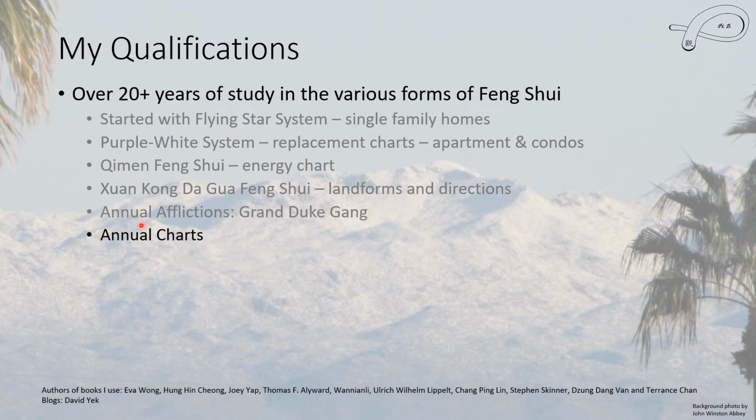So I'm going to talk a bit more about annual charts. I will give full credit to the Feng Shui websites that do tell you exactly what happens in every sector of your home, what effects the given star that enters there will have. But what they don't do is tell you how they interact with your natal chart. So we are really only talking about single family homes because they have a natal chart. And the annual chart is part of the purple white system, so it has no effect on apartments or condos.